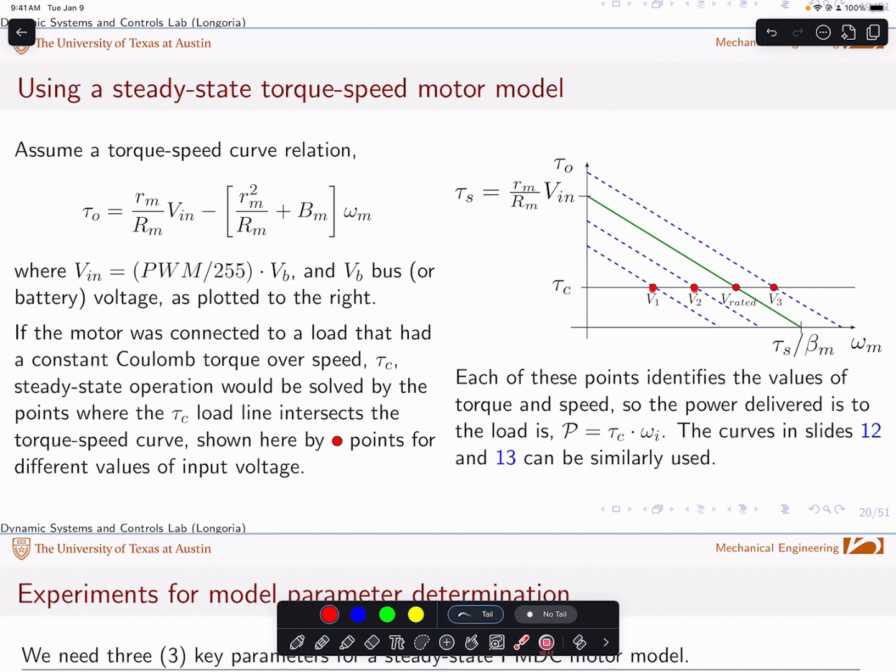Remember, each of these dots also represents an operating point. So at this one right here, this torque T_C2 times omega 2 is the power that would be delivered for that condition. Okay, I'll show you how to use a torque speed curve and why we find it useful. In the next video, we'll talk about experiments to determine the model parameters for these torque speed curves so that we can populate this torque speed curve.